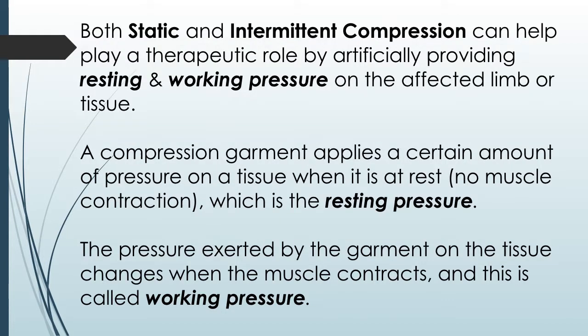Both static and intermittent compression can help play a therapeutic role by artificially providing resting and working pressure on the affected limb or tissue. A compression garment applies a certain amount of pressure on a tissue when it is at rest, meaning there's no muscle contraction. That's considered the resting pressure. The pressure exerted by the garment on the tissue changes when the muscle contracts, and this is called the working pressure.